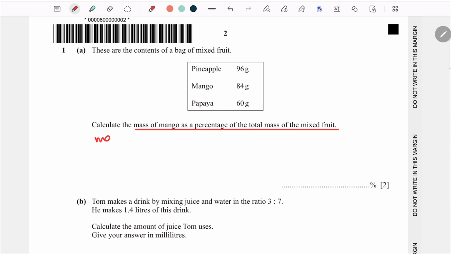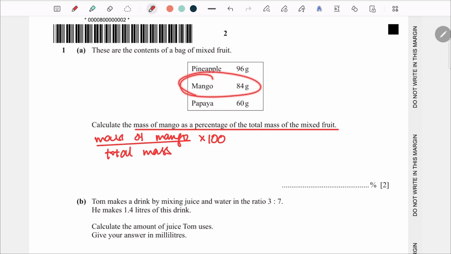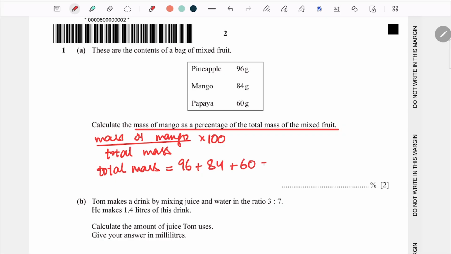So the formula will be mass of mango divided by total mass of the mixed fruit, multiplied by 100, because we have to express it as a percentage. The mass of the mango is already given to us, that is 84, and the total mass of the mixed fruit can be calculated by adding all of these three values together. So total mass will be equal to 96 plus 84 plus 60, and this is equal to 240 grams.